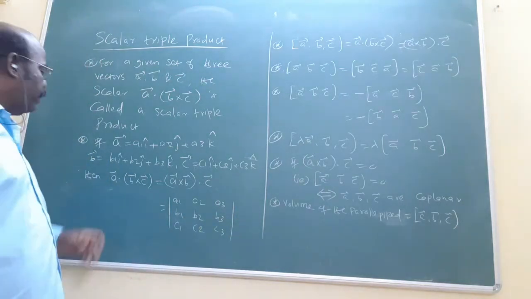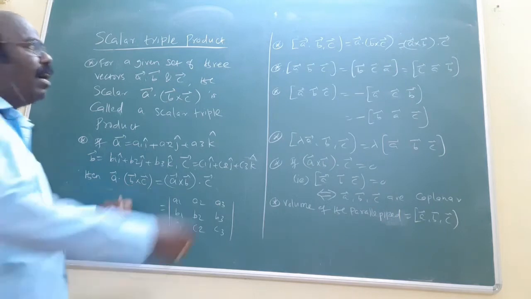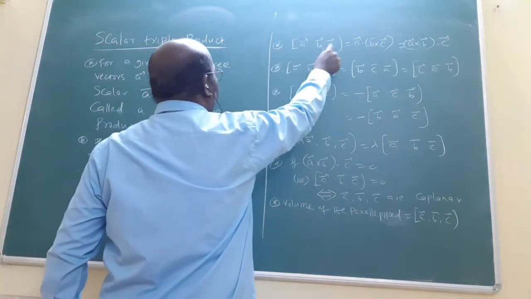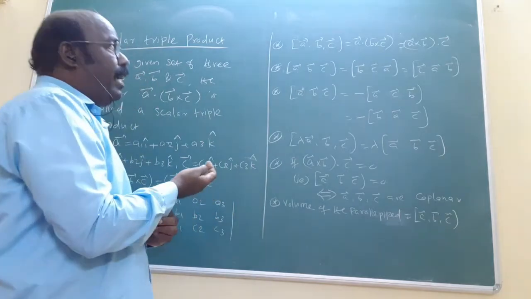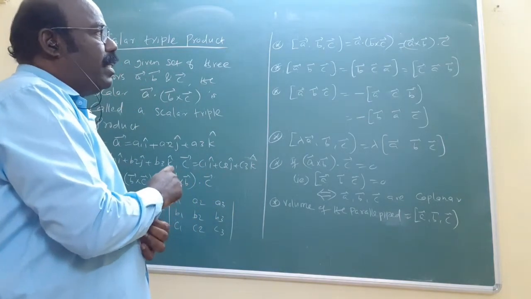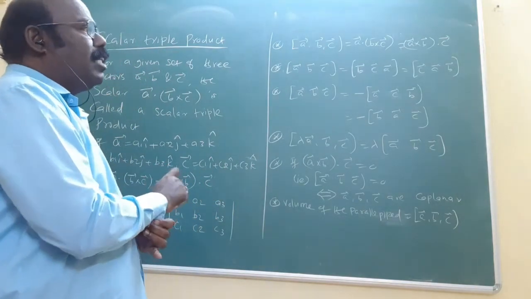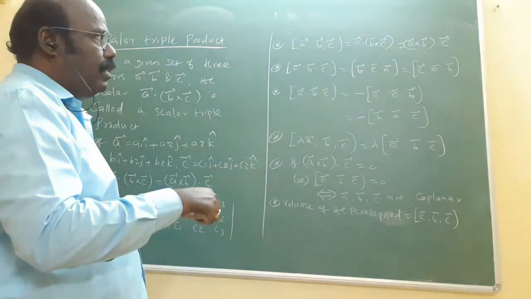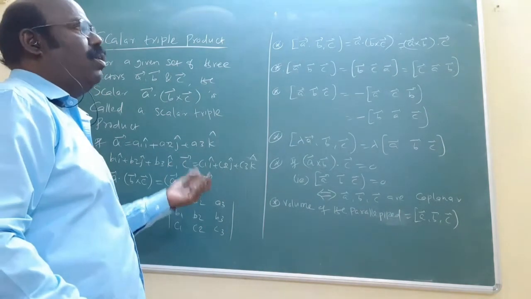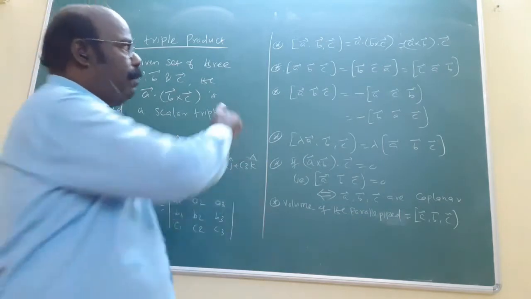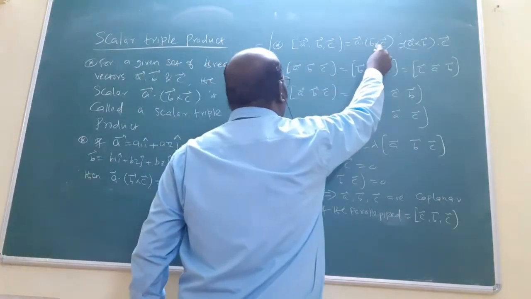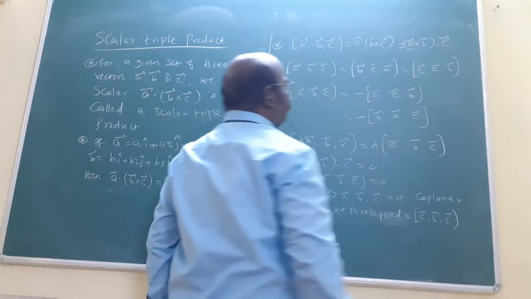Next is the concept: A dot B cross C is called the box product of A, B, C. Box product of A, B, C means the first dot cross product of the second two, or otherwise the cross product of the first two dotted with the third. Both have the same meaning. A dot means cross, A cross with dot, is the meaning.